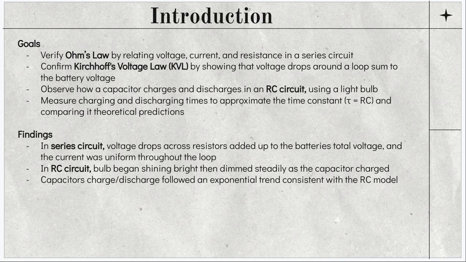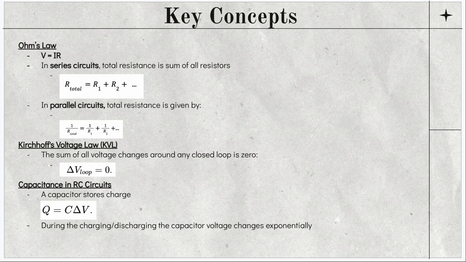Just to summarize the findings of this lab, in a series circuit, the voltage drops across the resistors added up to the battery's total voltage, and the current was uniform throughout the loop. In the RC circuit, the bulb began shining bright, then dimmed steadily as the capacitor charged, and the capacitor's charging and discharging followed an exponential trend consistent with the RC model.